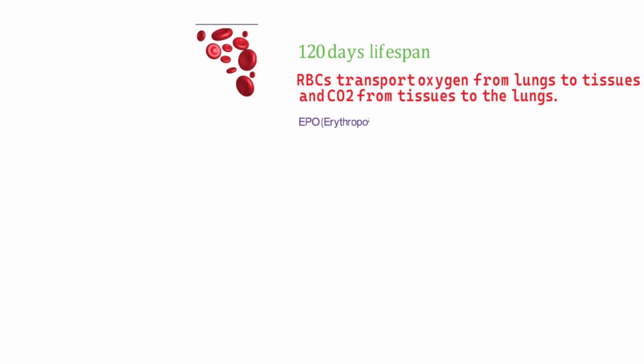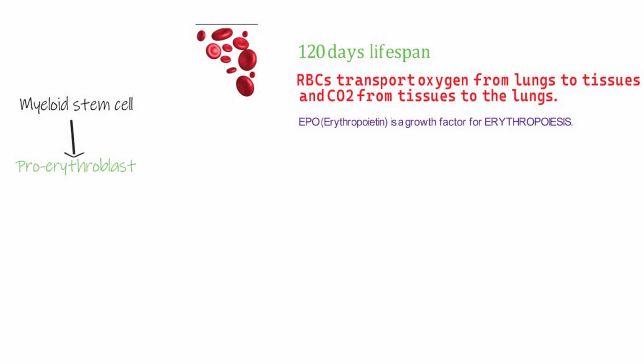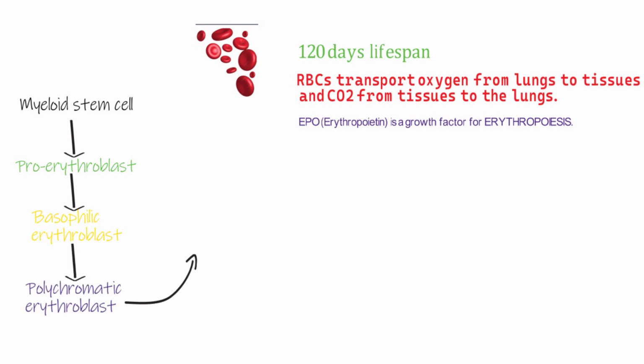So we said erythropoiesis is triggered by erythropoietin, which is a growth factor. So the process goes from a myeloid stem cell, which forms the proerythroblast, and moves to the basophilic erythroblast. Then we have the polychromatic erythroblast and down to the orthochromatic erythroblast before the reticulocyte, and then finally we have a matured red blood cell.